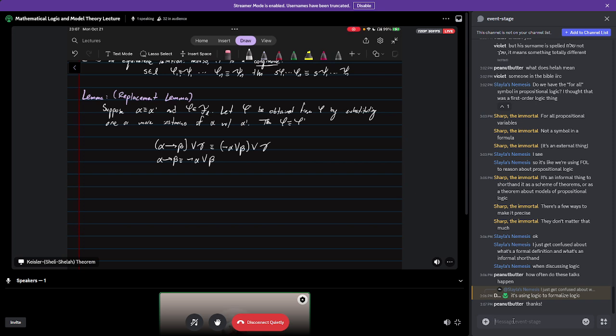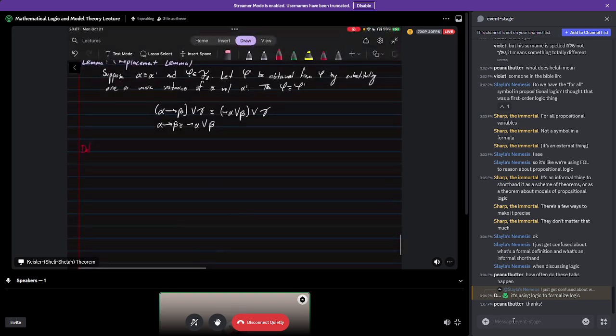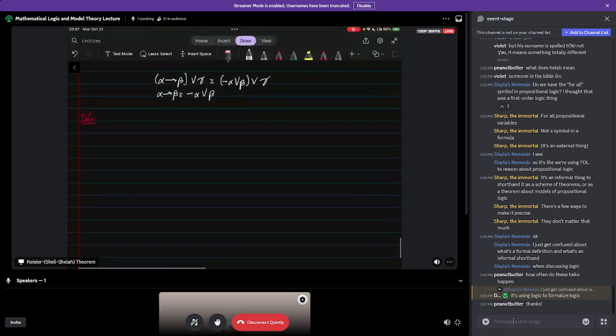Okay, now let's get to the actual, we're going to finally actually prove something. Something nice. So first we need a definition. A literal is a prime formula or its negation. So very simple definition, right? It's either pi or the negation of pi, and that's a literal.